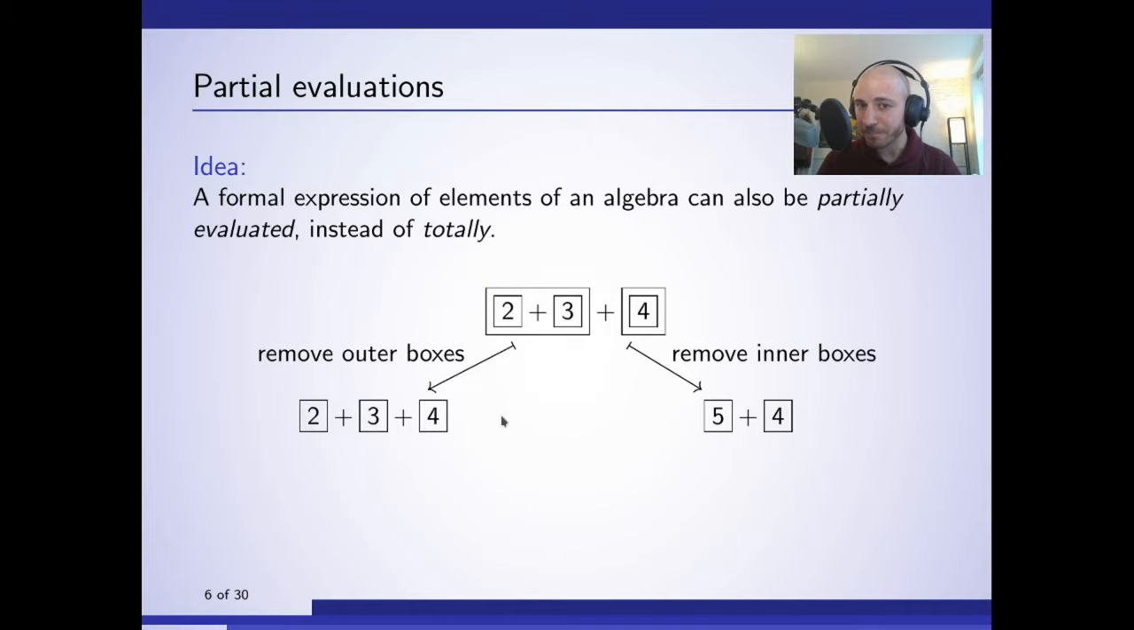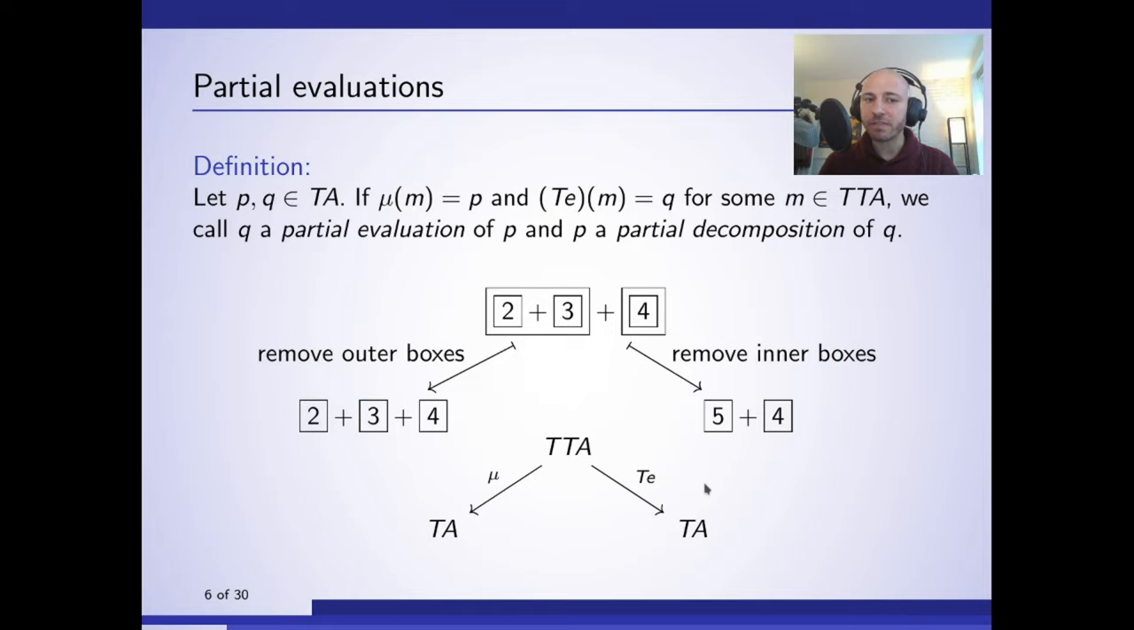Okay, so we know how to talk about removing the inner and outer boxes. These are just our structure maps. So this is a nested formal expression, TTA, of some algebra. This is map mu, and this is map TE. So here's our rigorous definition. Given P and Q in TA. In sets, of course, these are elements. If you are in a different category, you want arrows into TA. But let's stick to elements for simplicity. It should be clear how to do this more generally.